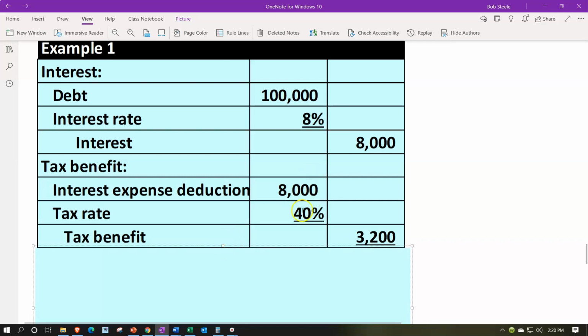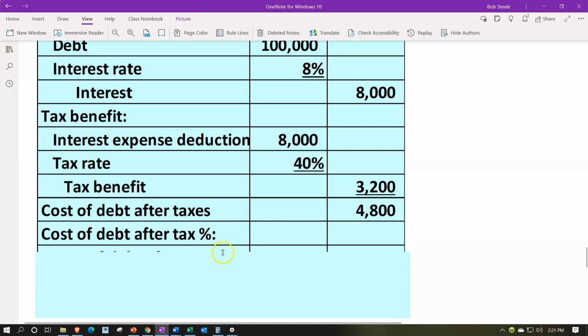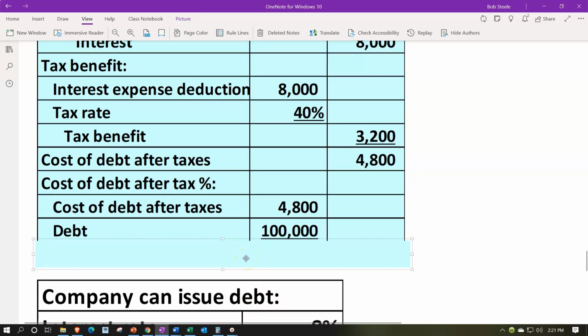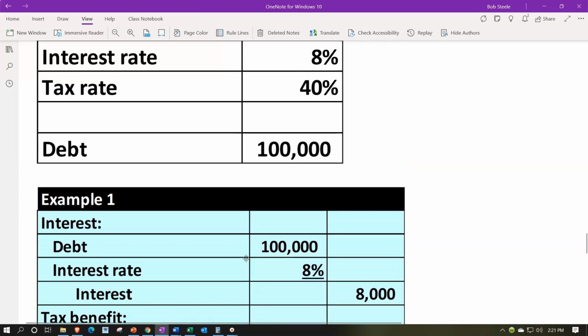So the 8,000 minus the 3,200 that we get back, or get to reduce our taxes by, means there's a net cost of the 4,800. So that's the net cost in dollars. But now let's compare that to the debt to figure out the percentage. I want to know what the percentage cost would be. So we take that $4,800 divided by the $100,000 debt, and that would give us the 4.8% again.